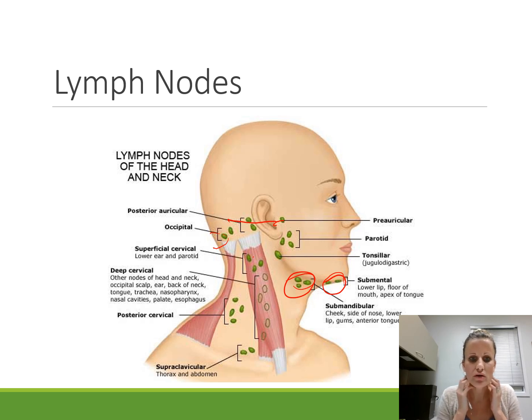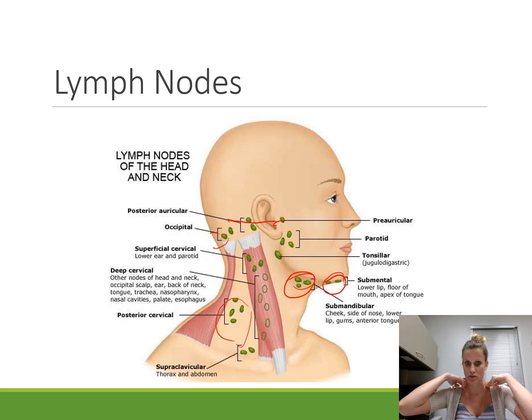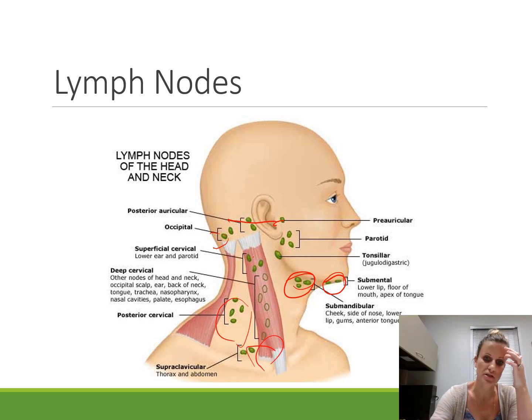Okay, superficial cervical are on the top of the sternocleidomastoid. The deep cervical are lower beneath the inferior two-thirds of the sternocleidomastoid. Posterior cervical are then behind the sternocleidomastoid. So superficial on top of the sternocleidomastoid, go down, deep are underneath the sternocleidomastoid, go behind it, posterior or behind the sternocleidomastoid. And then supraclavicular are above the clavicle, just posterior to the attachment of the sternocleidomastoid.